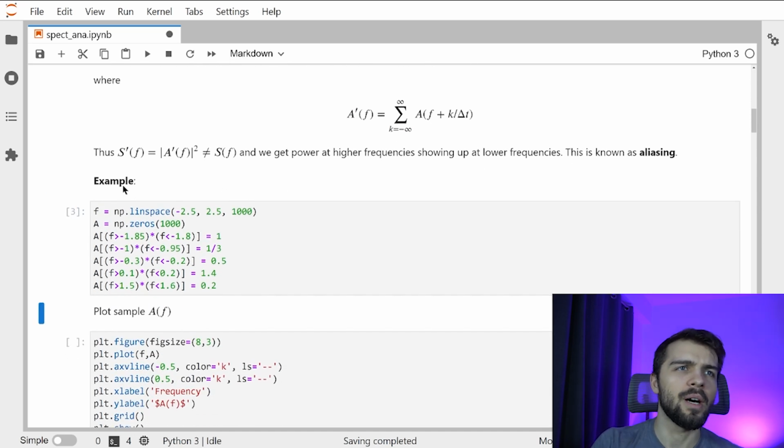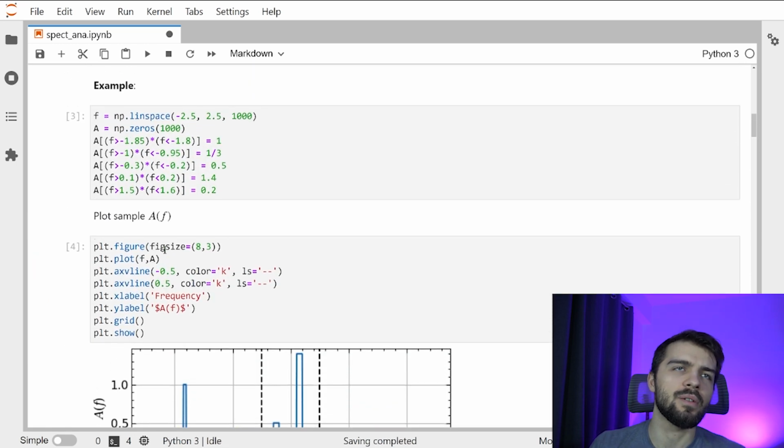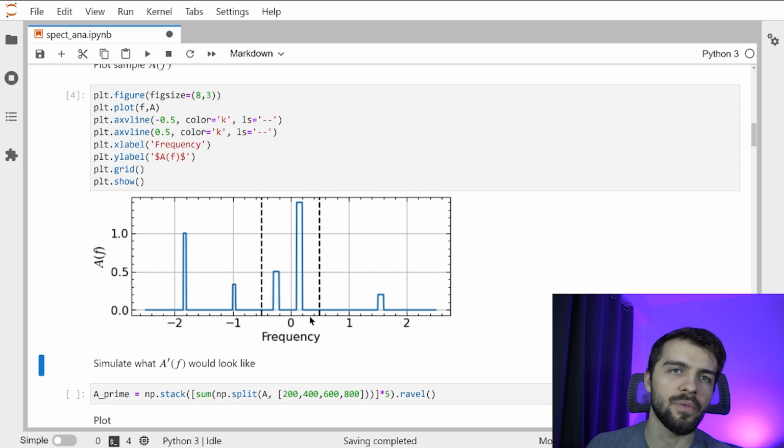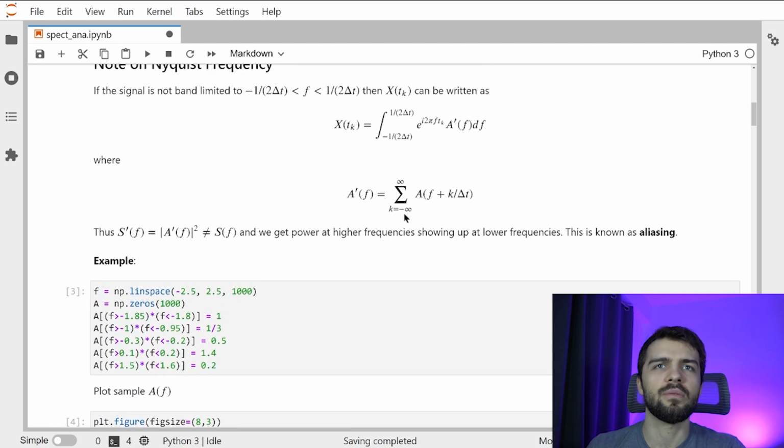So, by the way, suppose that delta t is equal to 1 here. So my Nyquist frequency is at -0.5 and 0.5. These are what these lines represent. And suppose I have a of f that looks like this. And this is the frequency on my x-axis and a of f here. Well, you have to ask, what do I actually measure? Because this is how x of tk is expressed.